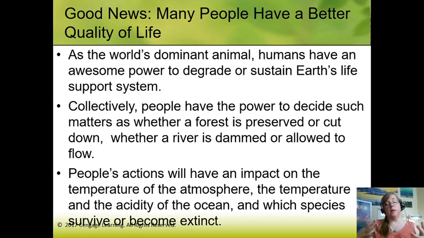So as the world's dominant animal, humans have an awesome power to build or tear apart. Okay, so collectively, people have the power to decide such matters as whether a forest is preserved or cut down, whether a river is dammed up or allowed to flow. We can make these decisions. Our actions will have an impact on the temperature of the atmosphere, the temperature and the acidity of the ocean, and which species will survive or become extinct. We make these decisions with the choices we make, and so that gives us a lot of power. Of any animal on the planet, we are the most powerful.